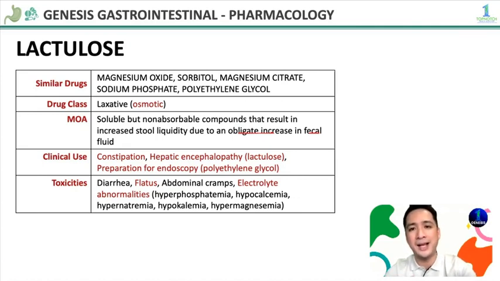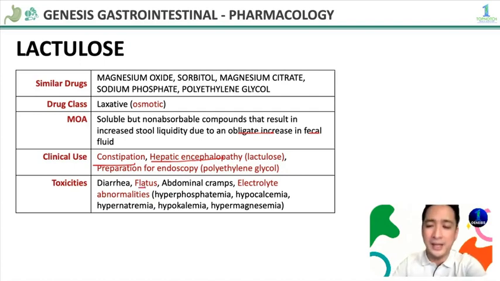Also take note that lactulose can be abused by patients who are bulimic. Again, clinical indications: constipation and hepatic encephalopathy, as I've mentioned. Toxicities include flatus, electrolyte abnormalities, and diarrhea.